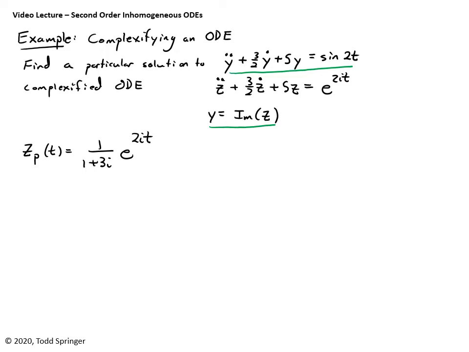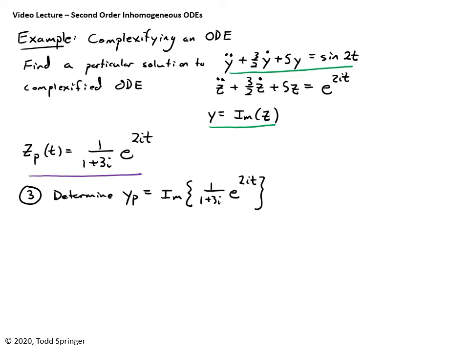We just figured out on the previous slide that it's very easy to find a particular solution for z, and that's what we found. So that part was trivial, really simple to plug that in. Now the only hard part is I have to go back and determine y, which is the imaginary part of z. So 1 over 1 plus 3i e to the 2it. Okay, so taking the imaginary part is a little bit tricky. We just have to do some algebra to write it in the form of a real part plus an imaginary part.